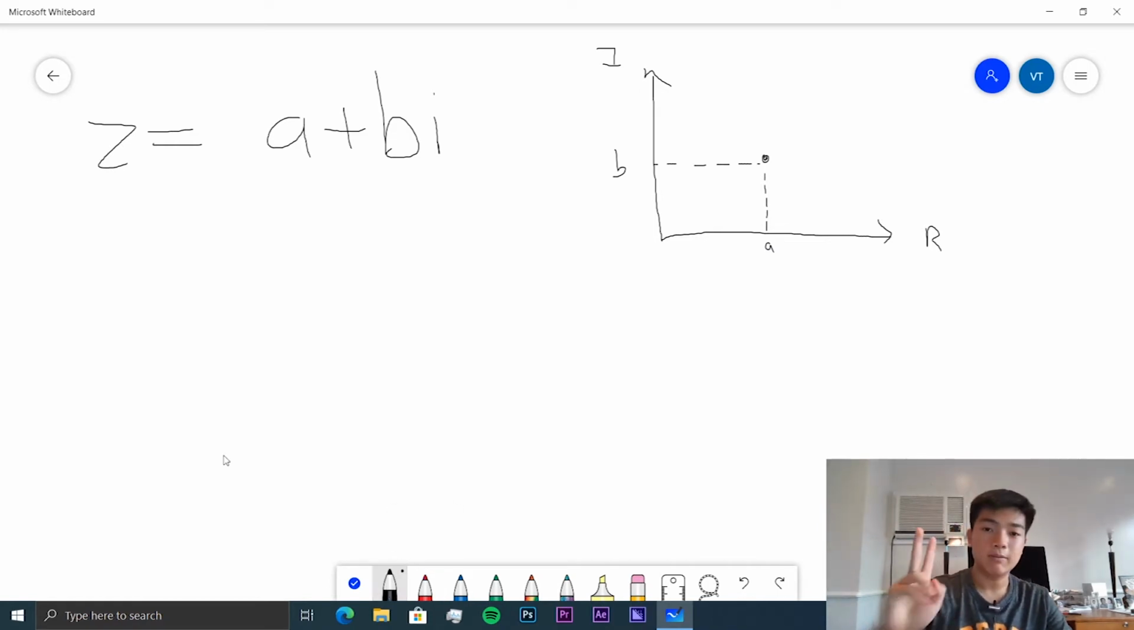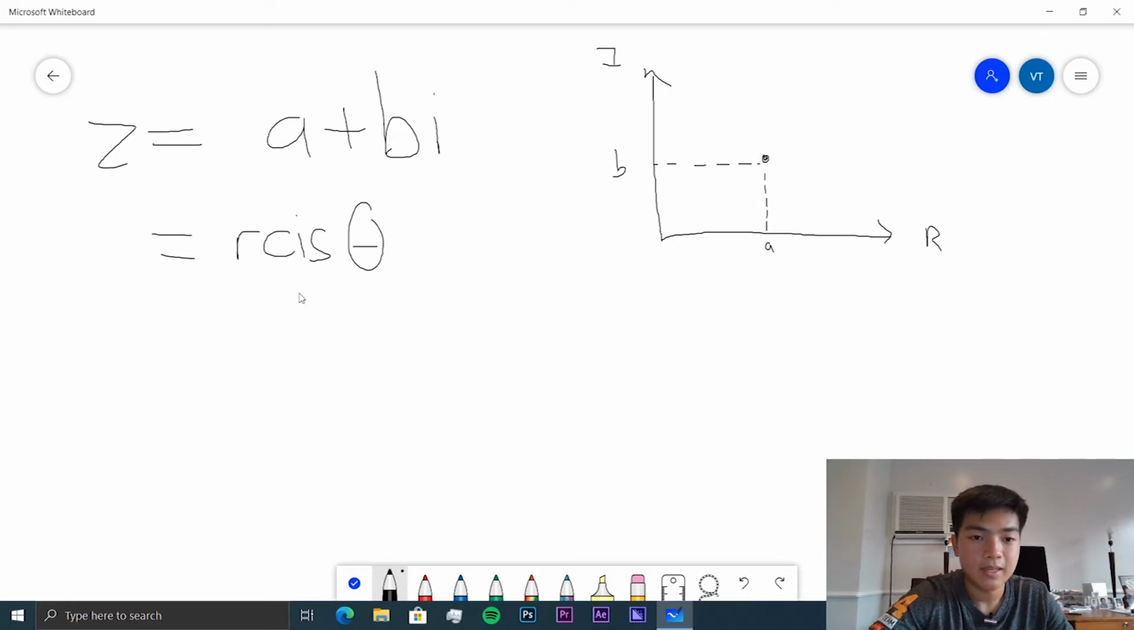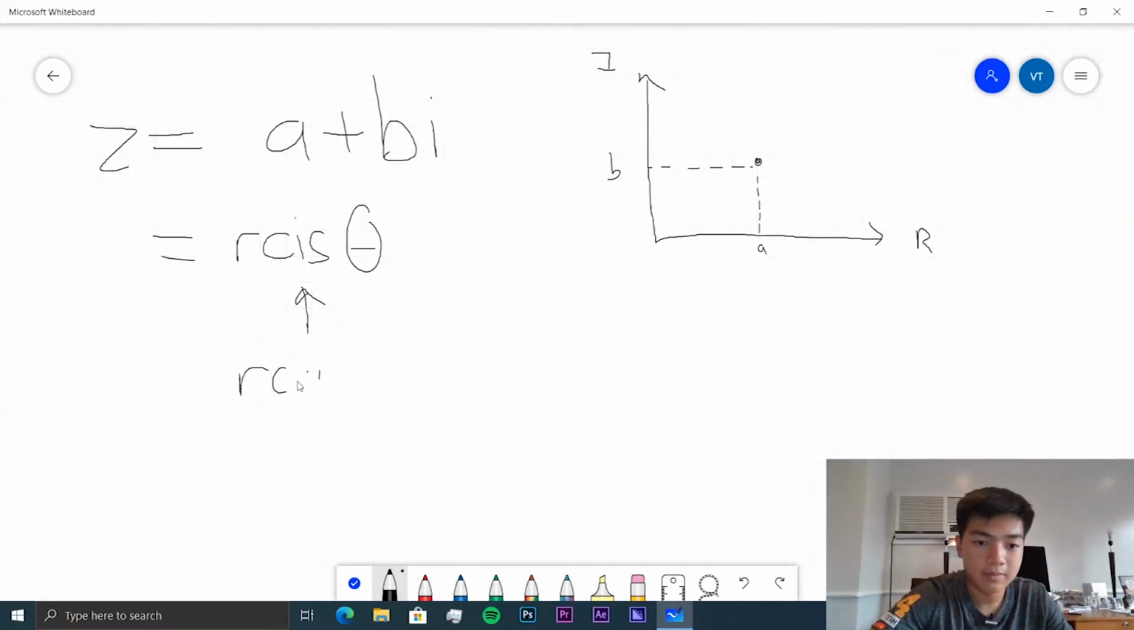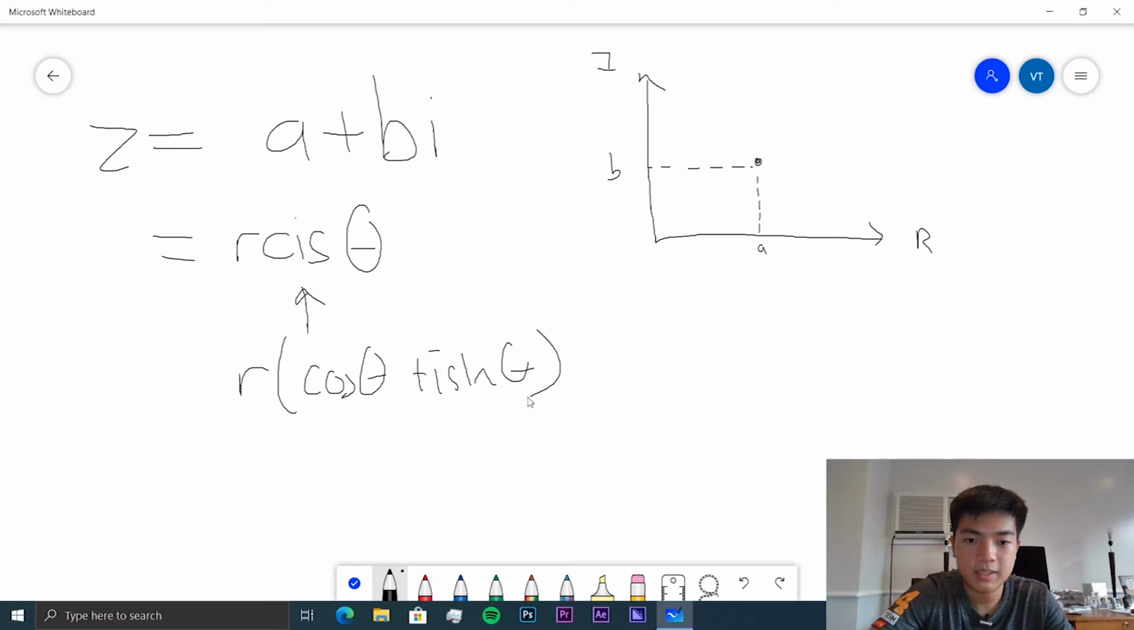So the second way we need to know about is the modulus argument method of defining a number. And so that's where we define a number by r cis theta. And this is shorthand for writing r cosine theta plus i sine theta. So this is called the modulus argument form.